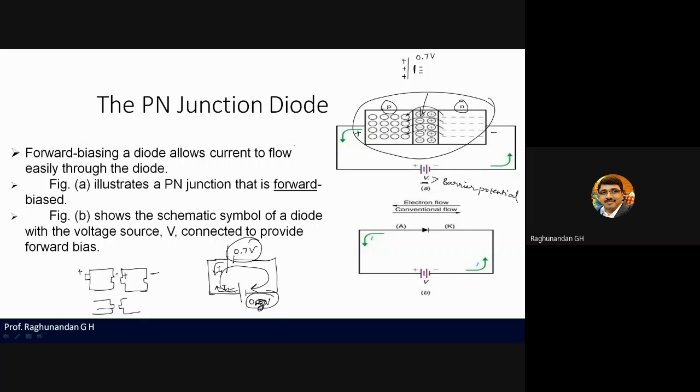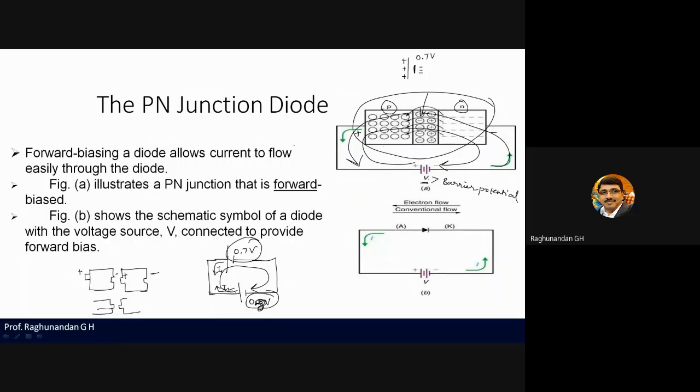So here also remember the first point you will be writing: until the input voltage or the supply is lesser than the barrier voltage, the diode will not conduct. When the input supply becomes greater than the barrier potential, then the diode starts conducting. We show that current flows like this, that is the conventional direction, but actually the electrons will flow in the opposite direction. Conventional direction is positive to negative, but our electron flow is opposite.